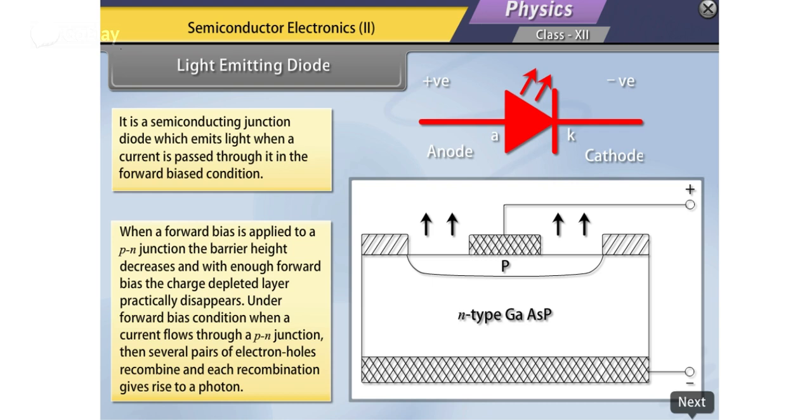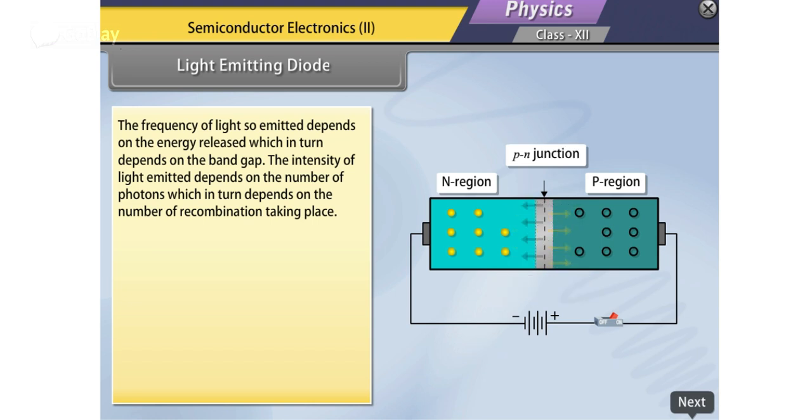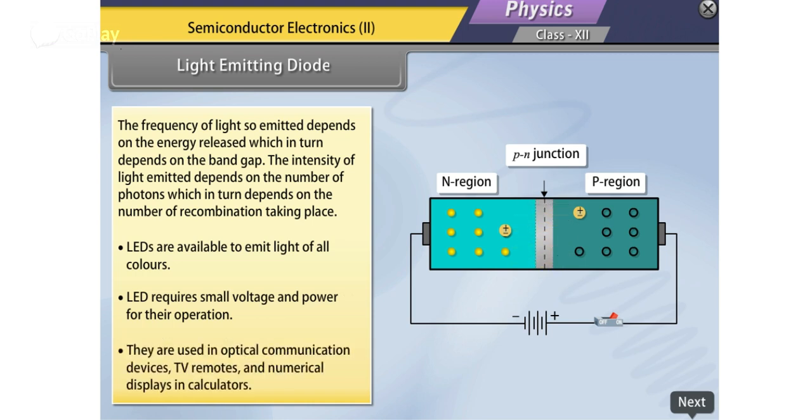Under forward bias condition, when a current flows through a p-n junction, several pairs of electron holes recombine and each recombination gives rise to a photon. The frequency of light so emitted depends on the energy released, which in turn depends on the band gap. The intensity of light emitted depends on the number of photons, which in turn depends on the number of recombinations taking place. LEDs are available to emit light of all colors. LEDs require small voltage and power for their operation. They are used in optical communication devices, TV remotes, and numerical displays in calculators.